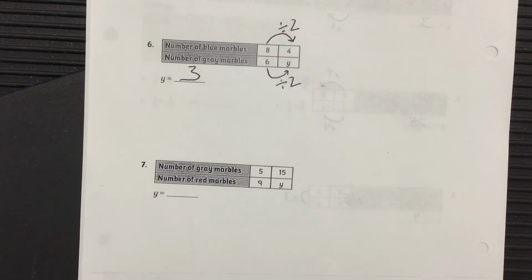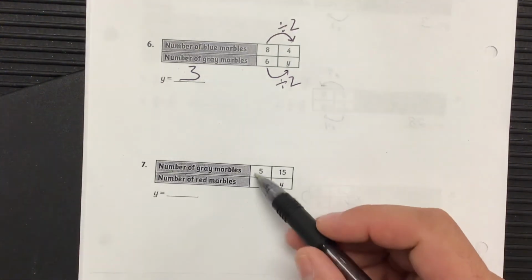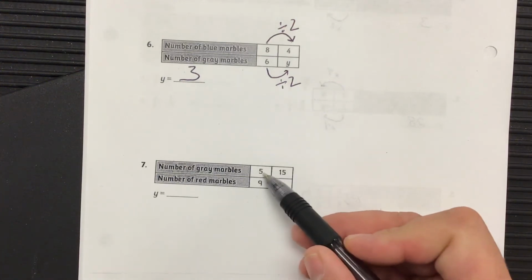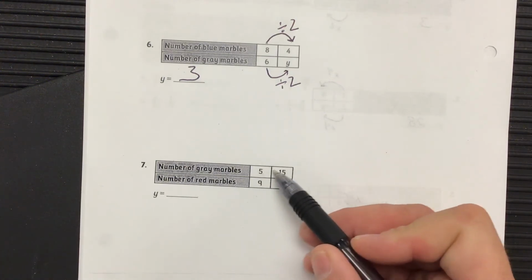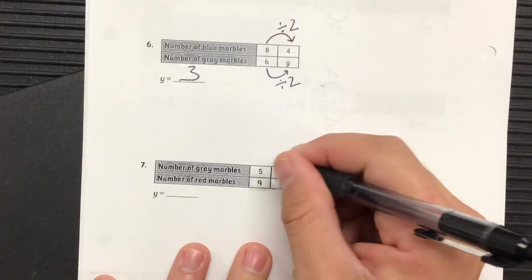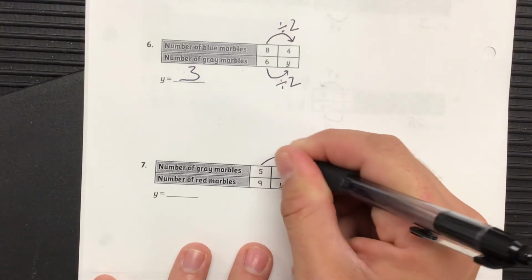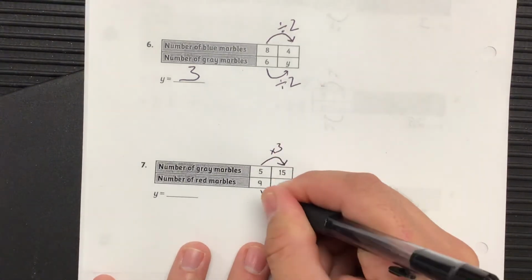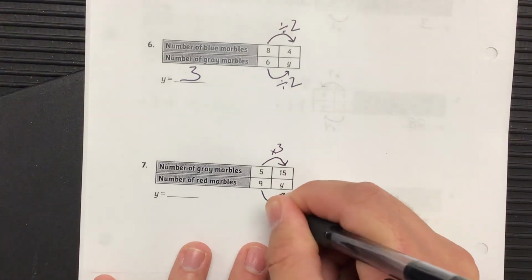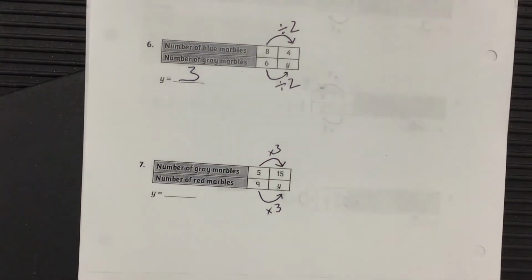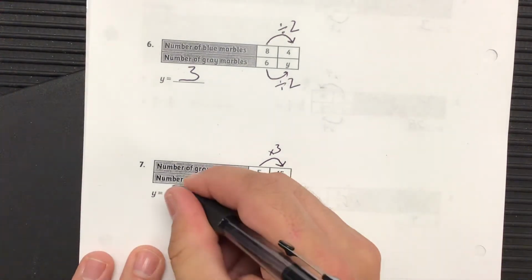How about the next one? Caleb? 5 and 9, there's not a real nice number, but 5 and 15 there are. How do I get from 5 to 15? Times 3. So what do you think I have to do to the 9? Times 3. Yeah. 27.